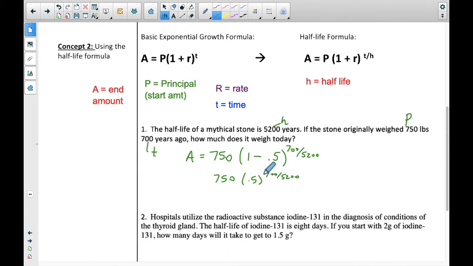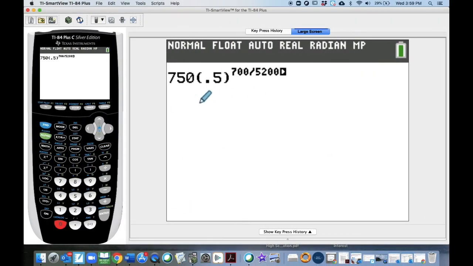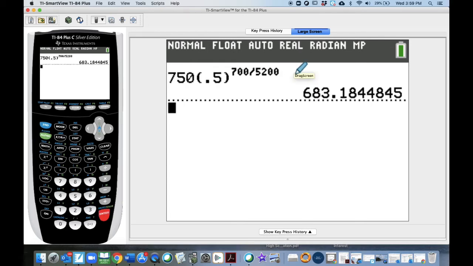All right, let's go to our calculator and see how we put that in and what it's going to give us as an answer. Okay, so I'm just going to put it in exactly as it is on my paper. I want to use those parentheses. I'm just going to do the exponent button here above the division sign and put that into the exponent. And now I'm going to hit enter and see what it gives me. 683.18. That is the answer of how much does it weigh now.